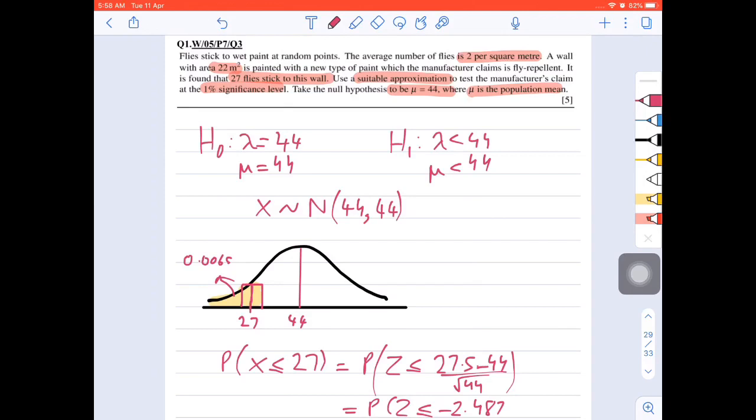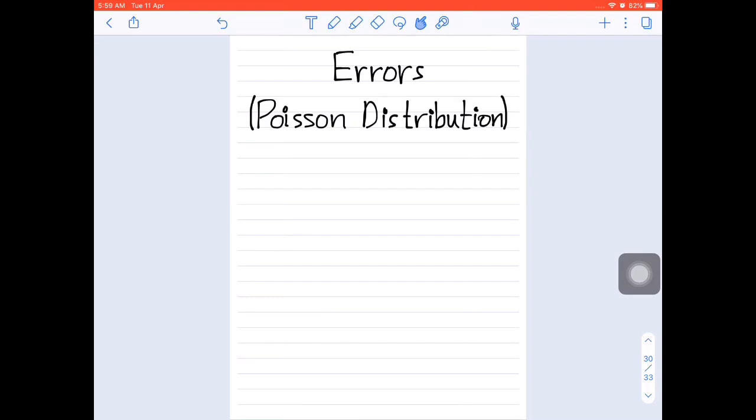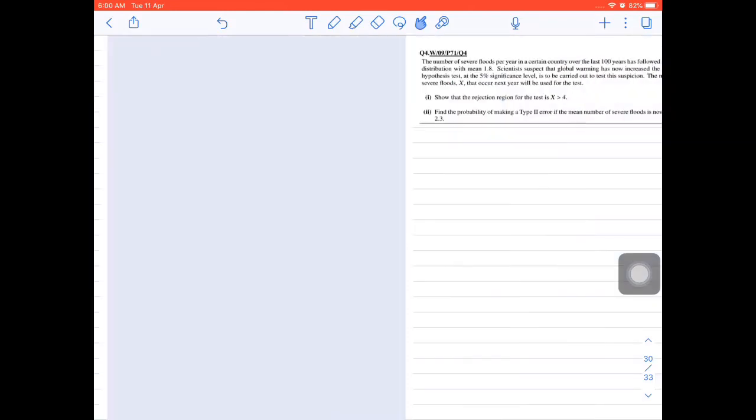I hope this is clear. So next is the errors in the hypothesis testing of a Poisson distribution. Again, the errors are the same as in the binomial and normal, that is type 1 and type 2 errors, and it's a similar kind of working. So let's just go to the questions.